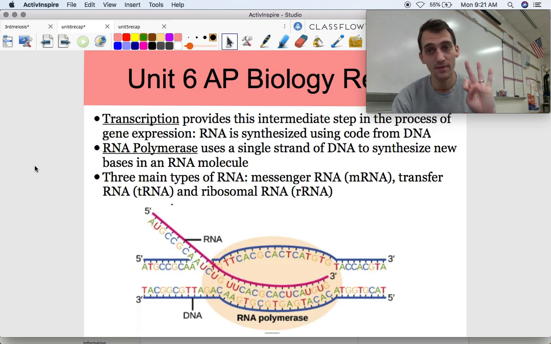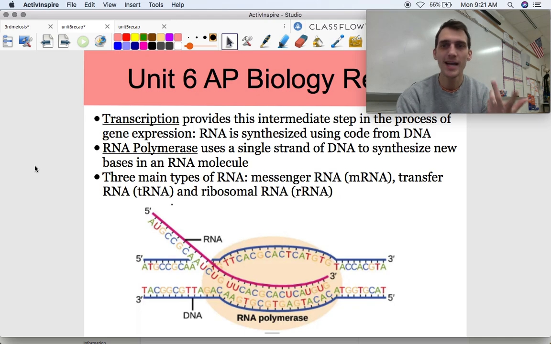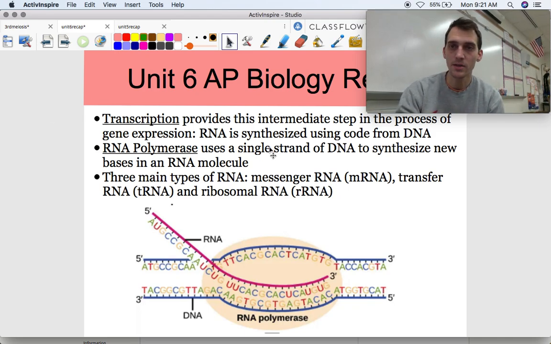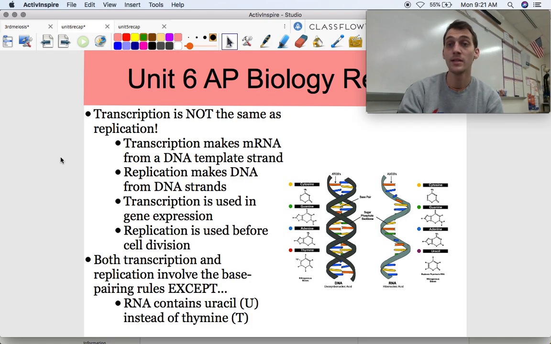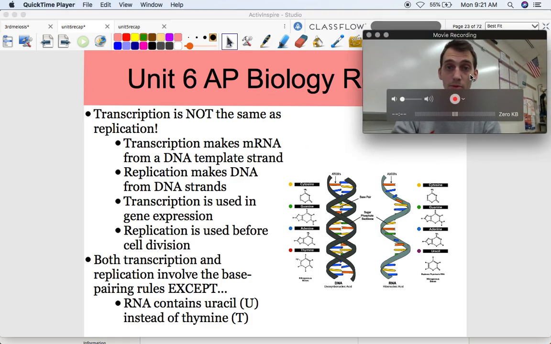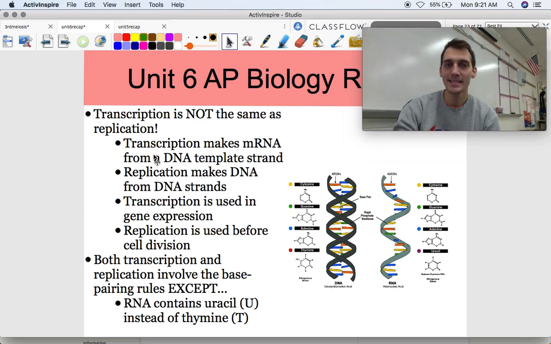And there are 3 types of RNA: messenger RNA, which is probably the one that we're going to talk about the most, transfer RNA, and ribosomal RNA. We're going to talk about each of those over the course of this unit. And there's actually one more, but we're going to get to that later on. RNA polymerase is going to make RNA. DNA polymerase makes DNA. RNA polymerase is going to do transcription. DNA polymerase is going to help with replication. And it's not the same, though.